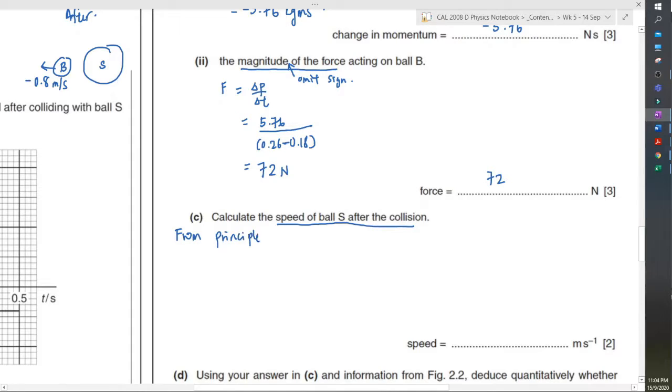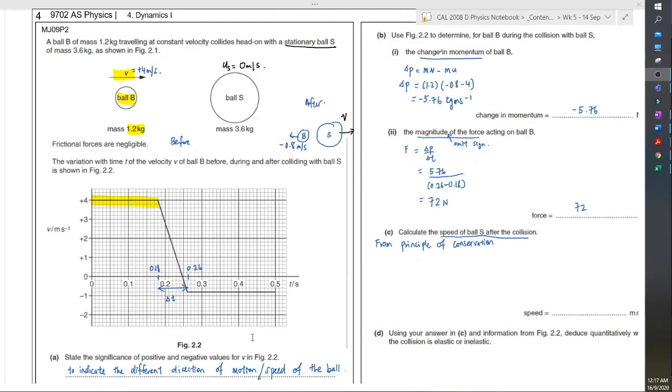Calculate the speed of ball S after collision. Here we can use the principle of conservation of momentum. They will hit each other, and after they hit each other, the momentum will change. So I'm going to use the sum of the initial momentum is equal to the sum of the final momentum. So M1U1 plus M2U2 is M1V1 plus M2V2.